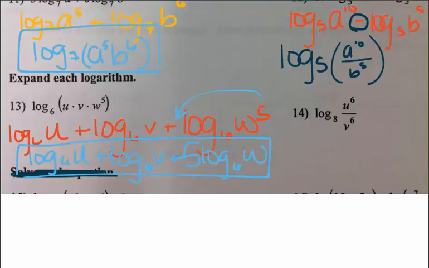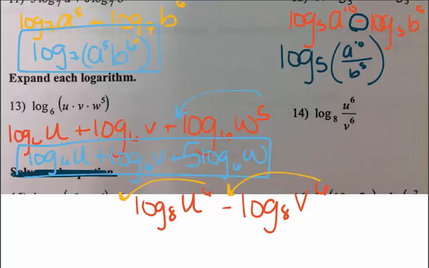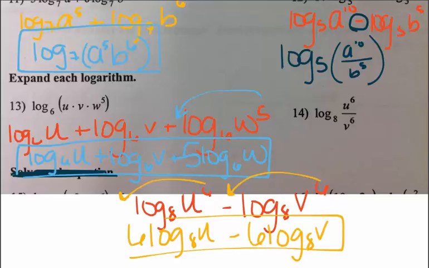Same thing with 14. I see division, and I'm going to change it to subtraction. So I'll write it down here. I got log base 8 of u to the 6th minus log base 8 of v to the 6th. But any exponents have to come to the front to be coefficients. It's just proper math, and we're going to be super proper on all of this. So 6 log 8u minus 6 log 8v.